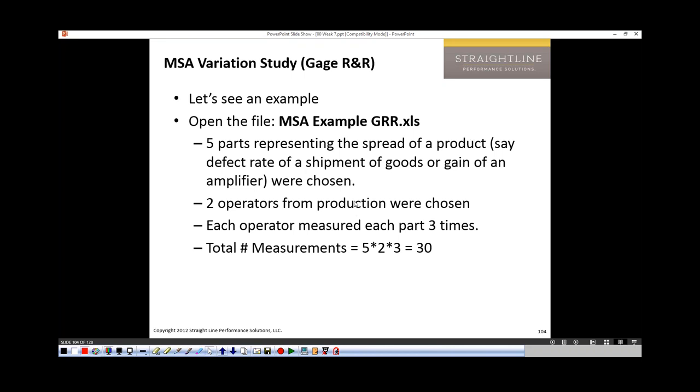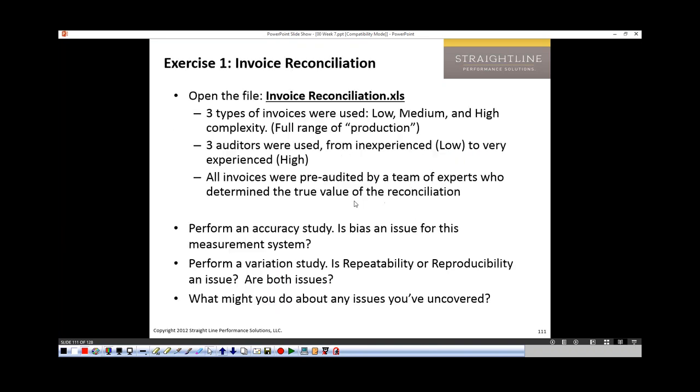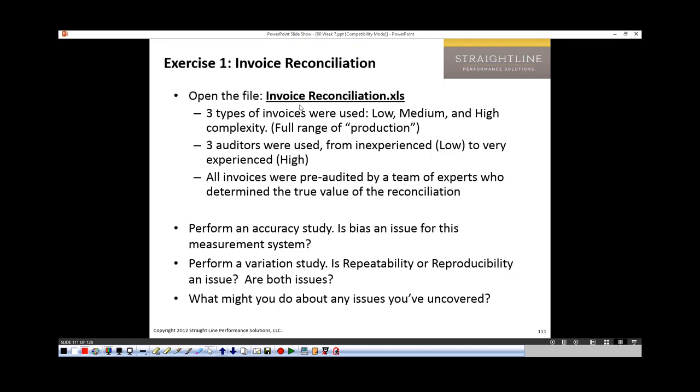There's a lot of interesting Minitab stuff here. I want to go to this final one, this example right here called invoice reconciliation. We actually used something very similar to this, not on invoices, last year in a project with processing claims. We had people who were QAing those claims processors, and we wanted to QA the QAers. So we used a process very similar to this. Let's go through this example.